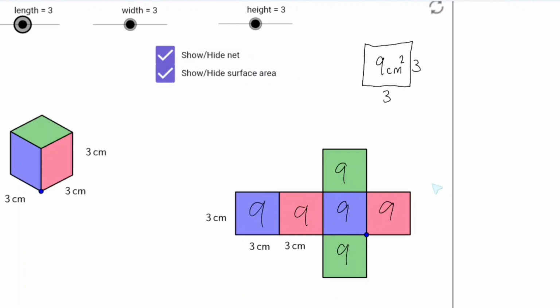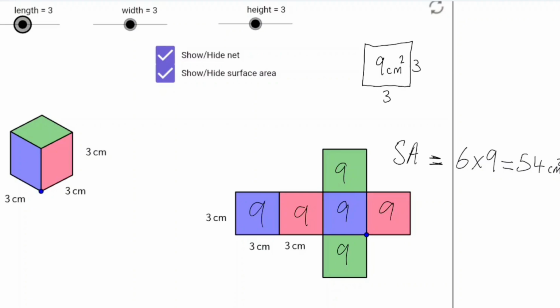Again, we could add them together: 9 plus 9 plus 9 plus 9 plus 9 plus 9. Or we could say 6 times 9, which is 54 centimeters squared. So the total surface area is 54 centimeters squared.